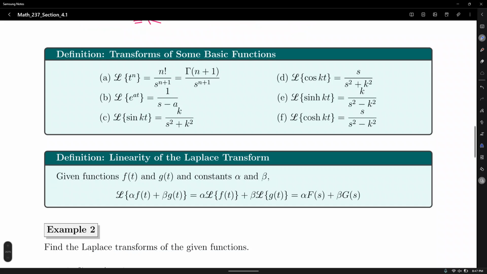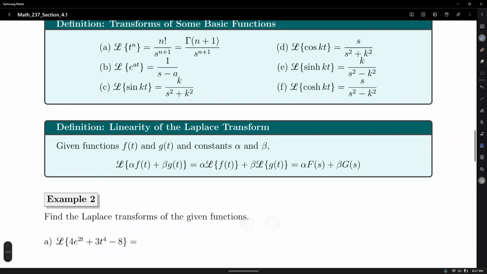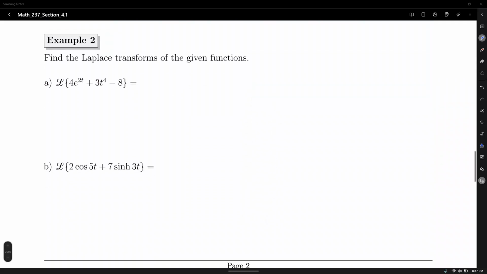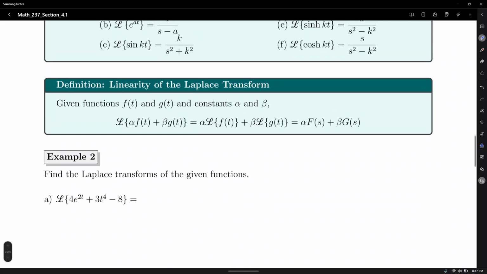Okay, that being said, how about we use these formulas right here to find the Laplace transform of other functions. But before looking at those exercises, let's talk about the linearity of the Laplace transform. If we're given some functions f of t and g of t to be transformed and some constants alpha and beta, oftentimes we will find the Laplace transform of multiple functions, like example 2a, example 2b right here. Those are combinations of these functions, potentially multiplied by some coefficients.